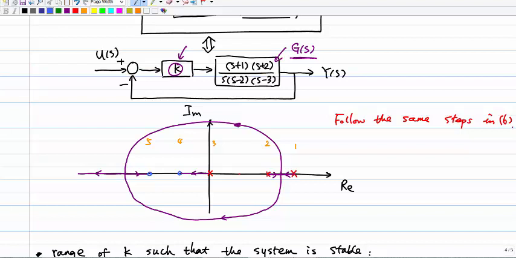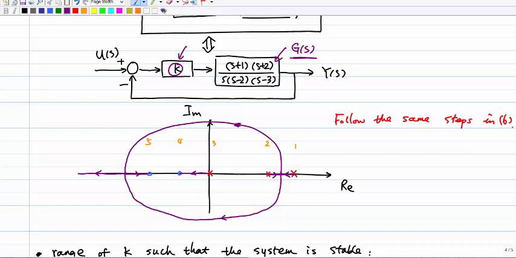Negative 1, one is negative 2. Okay? Alright? So for the second one, I have to determine the part of the real axis that is part of the loci. So first I label all the zeros and poles from right to left. So I have 1, 2, 3, 4, and 5. Okay? According to the zeros and poles.